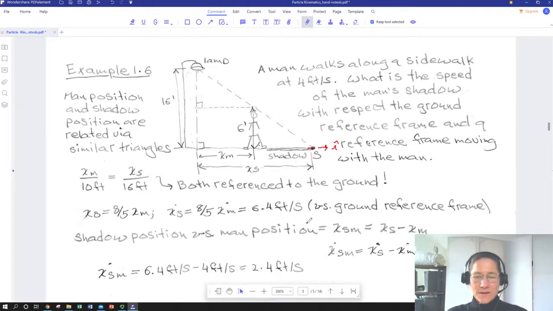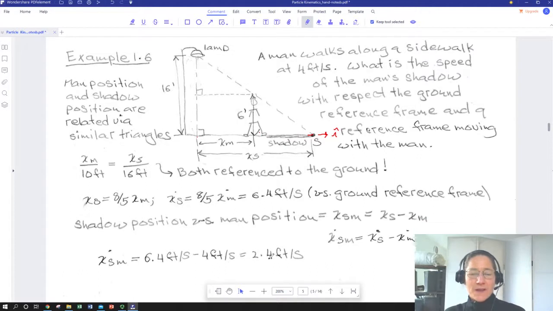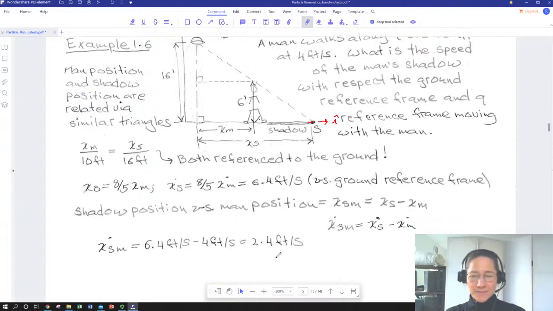So if I want to get the shadow's length, I can subtract this point versus the man's point and get an expression for the lengthening of the shadow itself at 2.4 feet per second.